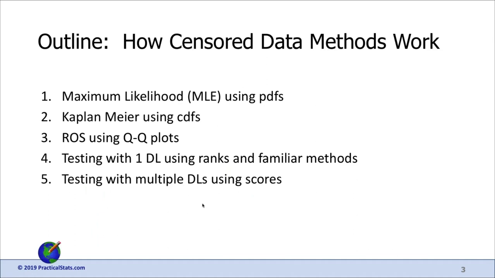All right, so we're going to talk about three methods for estimating statistics like means and standard deviations or medians or 90th percentiles or whatever. Those three methods are maximum likelihood, Kaplan-Meier, and ROS. To illustrate those, I'm going to use three different types of plots: PDFs, CDFs, and QQ plots, that I hope will make understanding how those methods work a bit more clear. And towards the end, we will also look at some things about hypothesis tests using nondetects, whether there's one detection limit or multiple detection limits.